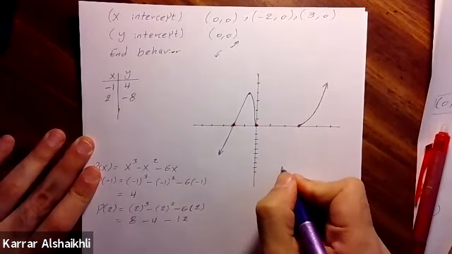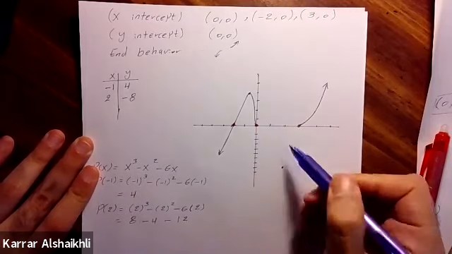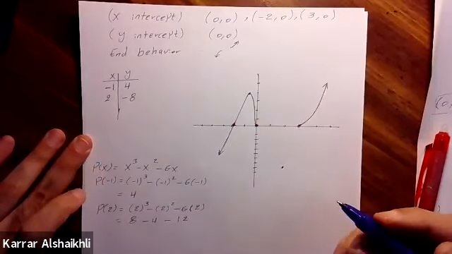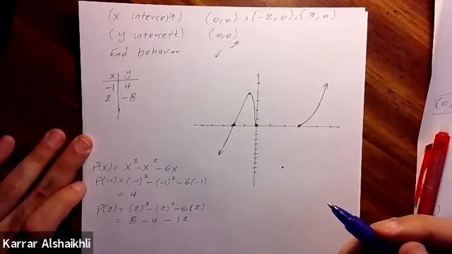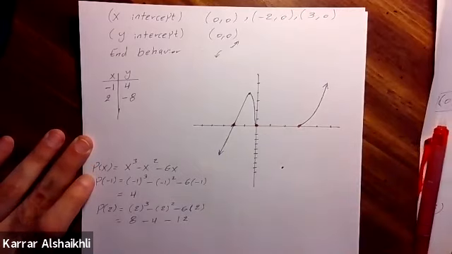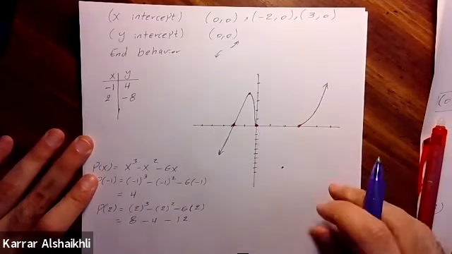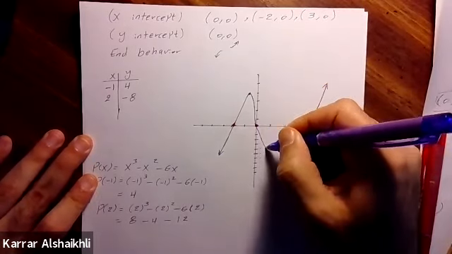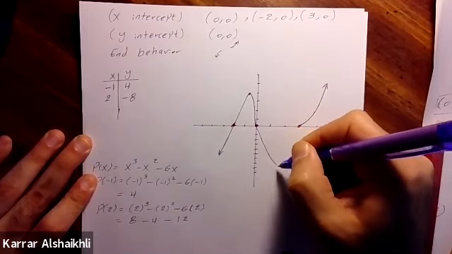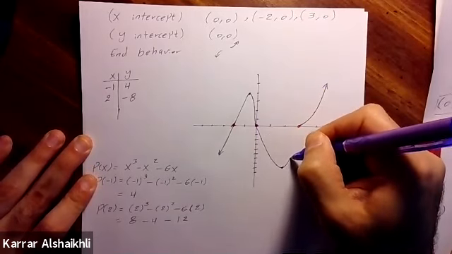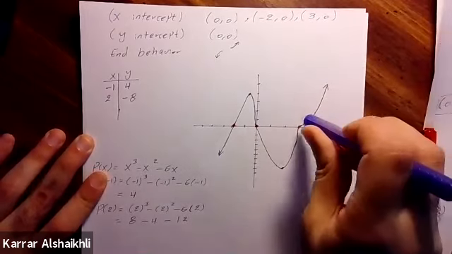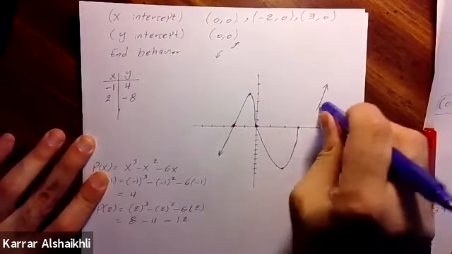With the 2, that means at 2, the y is going to be -8. So my graph from this point goes down to this point and goes back again to this point. So I'm just going to make an adjustment here.